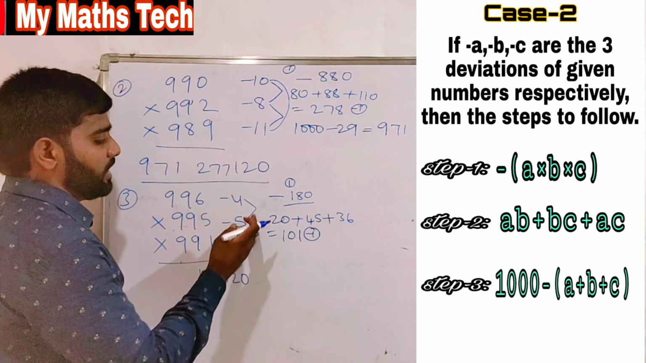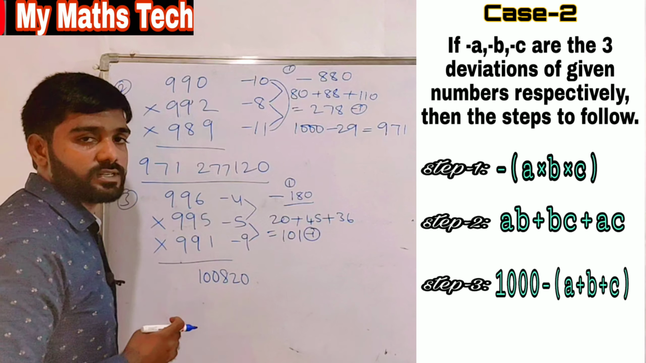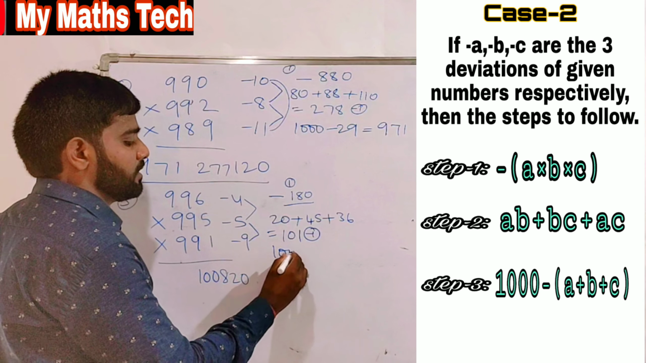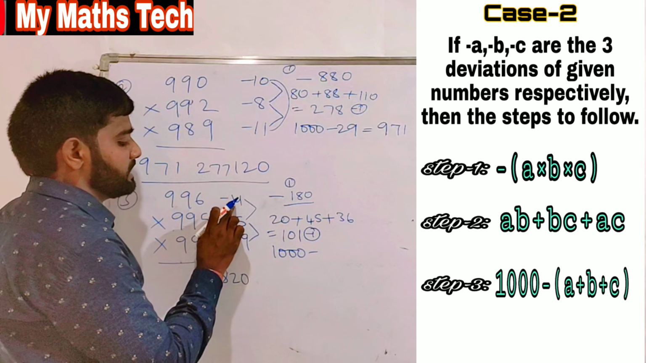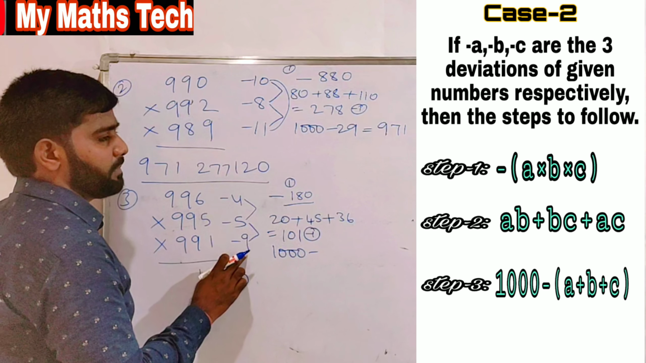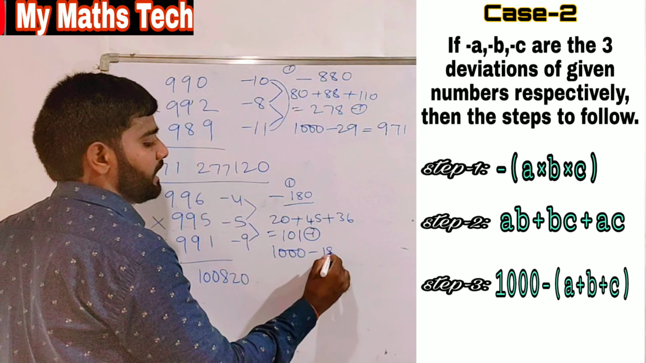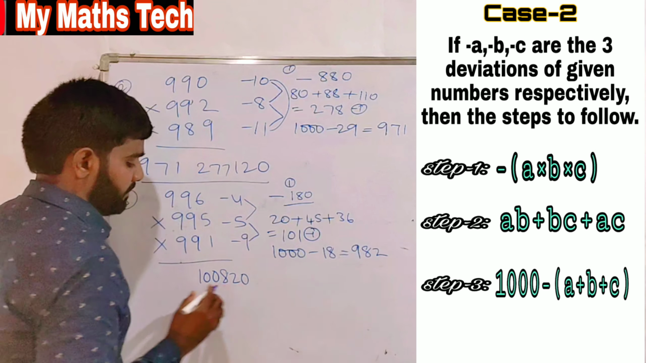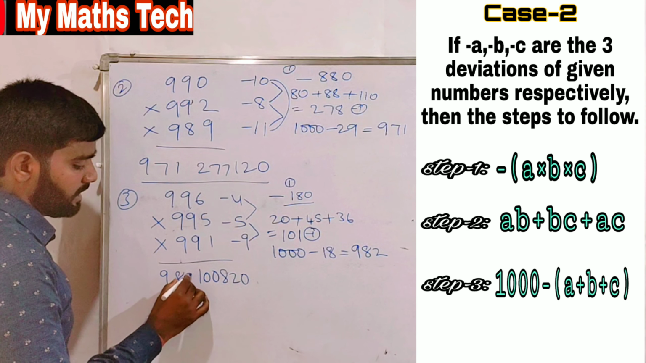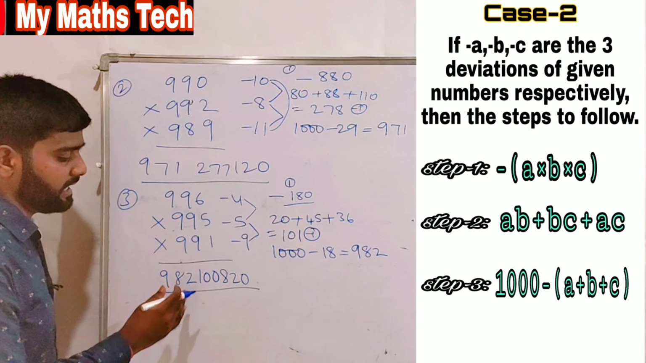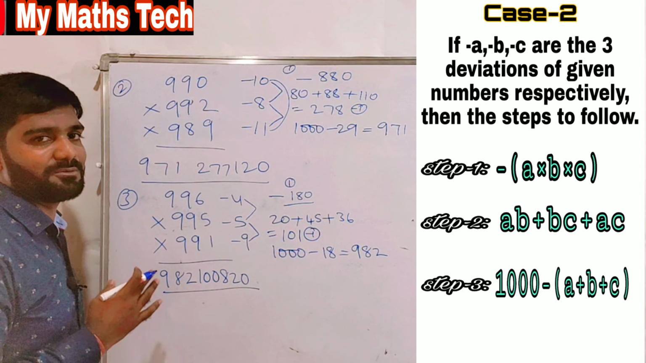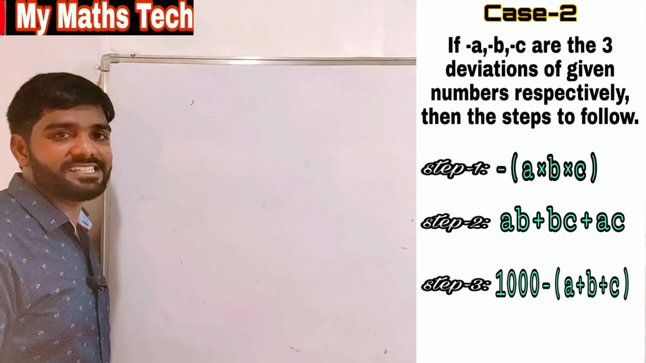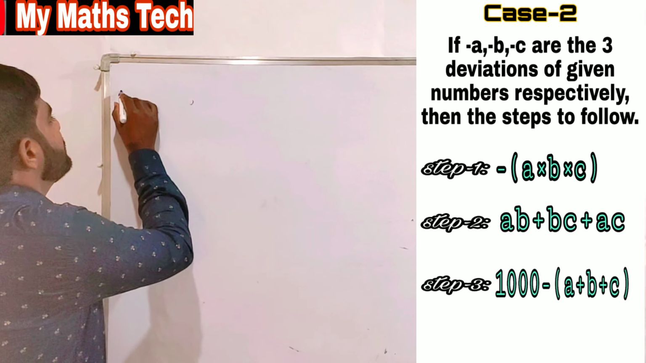And the last step, we have to subtract all the deviations from 1000. 1000 minus the sum of the deviations: 4 plus 5 is 9, 9 plus 9 is equal to 18. That is equal to 982. So the answer is 982100820. Friends, it is a very simple and easy technique. Let us take one more example.